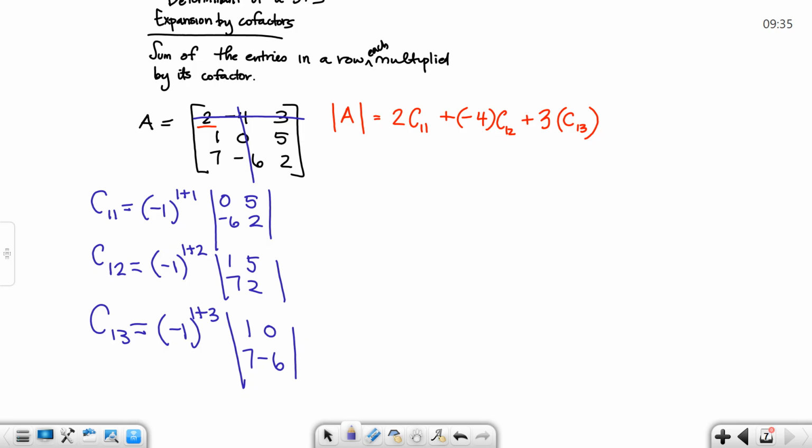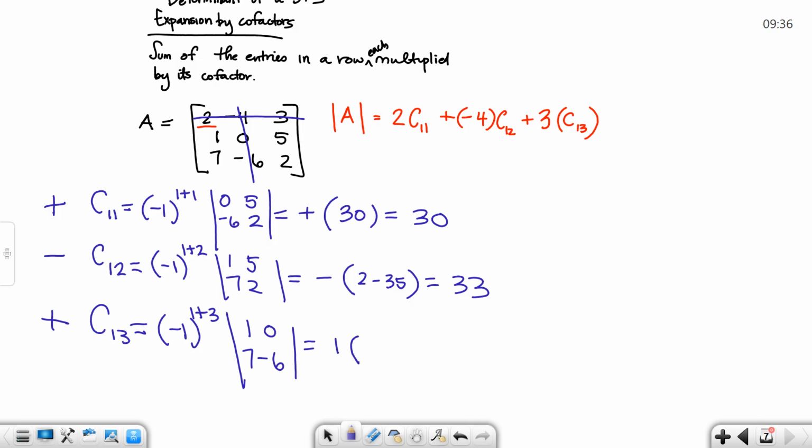Now, you can do the negative ones like that, or you can remember that this one's in the first position, this one's in the second, and this one's in the third. You can also remember them that way. This is going to be a positive 1 times 0 minus negative 30. So this is going to be 30. And this is going to be negative 1 times 2 minus 35, which will be 33. And this would be 1 times negative 6.